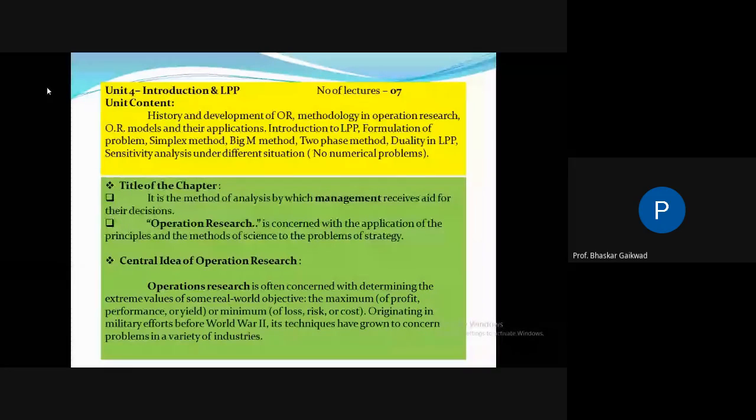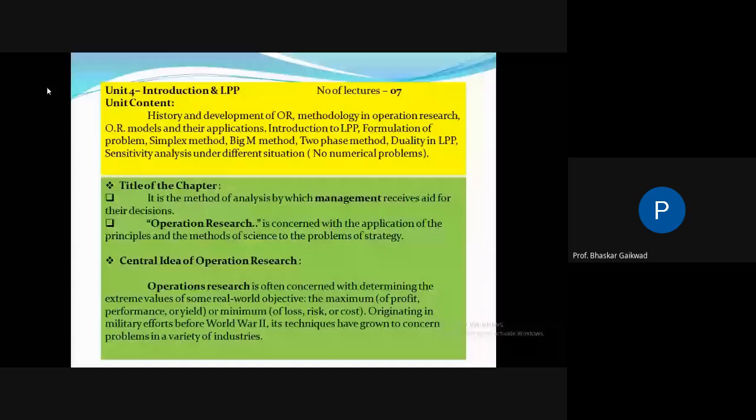And last, where we can use it: nearly all organizations, industry, railway, aeroplanes, municipal corporations, then dividing the bonus, inventory control, so many places we can use this operation research concept. Okay, so this is the theory part in these chapters.